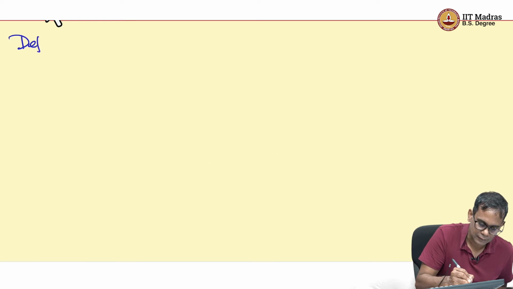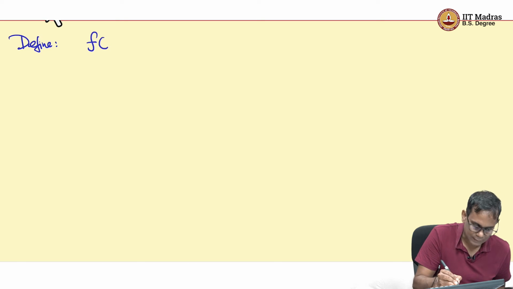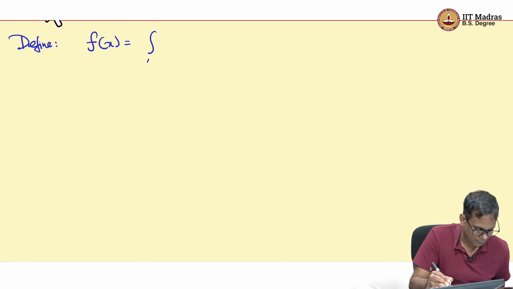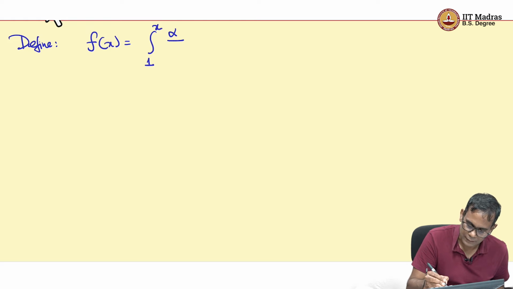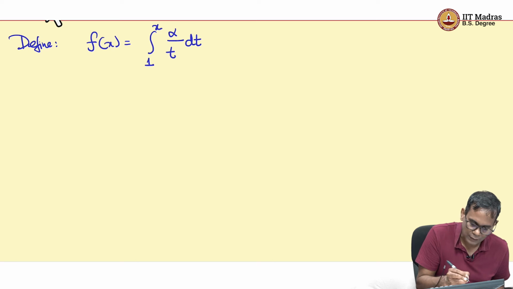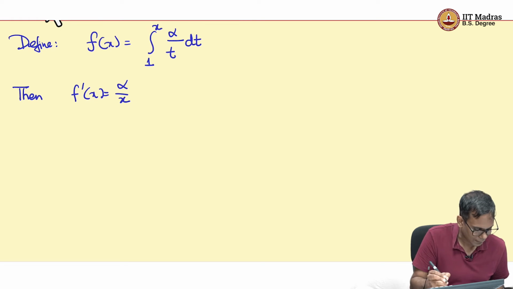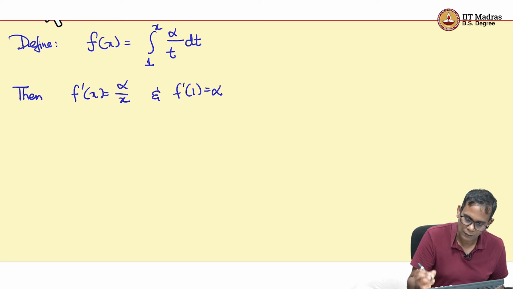So, define f of x to be the integral from 1 to x of alpha over, I should not use the letter x here because it is the limit of the integral. So, alpha over t dt. Then by the fundamental theorem of calculus, it means that f prime of x is equal to alpha over x and f prime of 1 is equal to alpha.